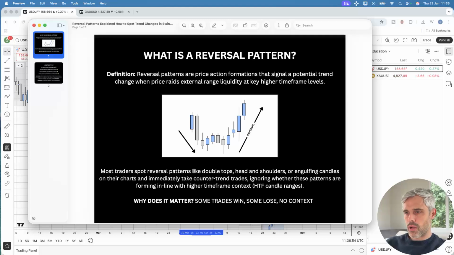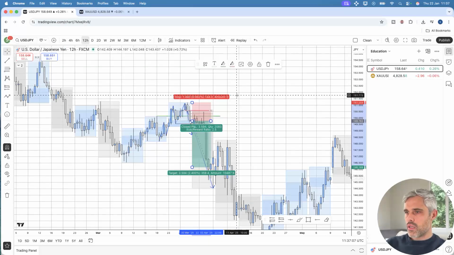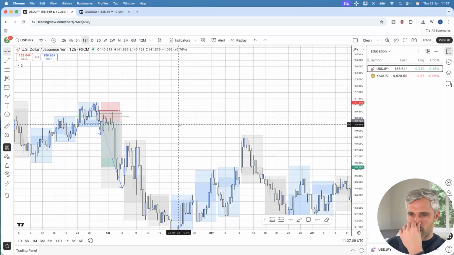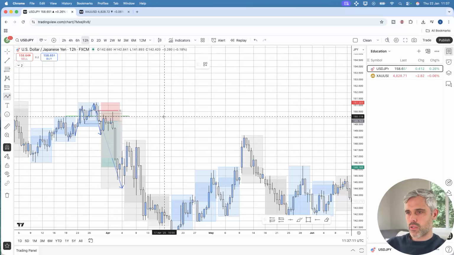Most traders spot reversal patterns like double tops, head and shoulders, engulfing candles, and they just immediately enter with no additional context. And this means some trades win, some lose, you have no context, and you can't get better as a trader. So before we move on, let's look at two options for trading reversals.